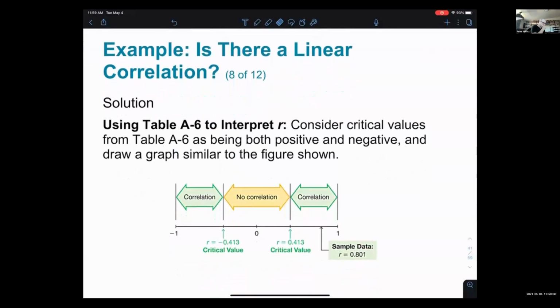And so now they're talking about using a table and interpreting R with the critical value approach. You would look up the critical value on some table. So they've shown it to us here. There's the positive and negative critical value. And because our test statistic for R was larger in size than the critical values, that is in support of the linear correlation claim.